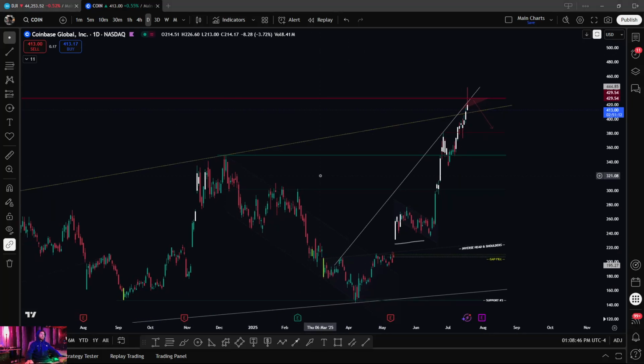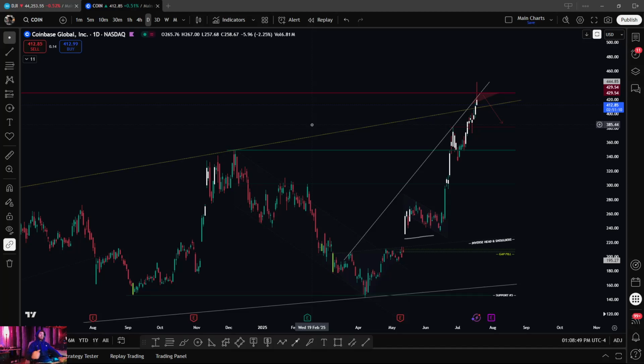All right, so this is going to be the chart of Coinbase, and the reason why I want to show you Coinbase is because there are just so many cool things going on with this chart. I had to share with you guys.